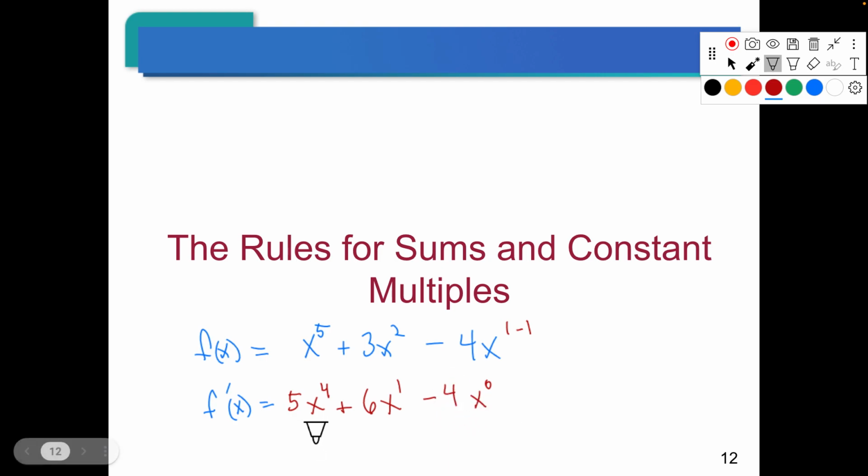But there still is negative 4, so we get 5x to the 4th plus 6x to the 1 minus 4. Now I'm going to, yes? Oh, great. So if you had just left the top equation as 4 and not put the x, you just leave that one and find the derivative of the other two, and then you just bring the 4 down.